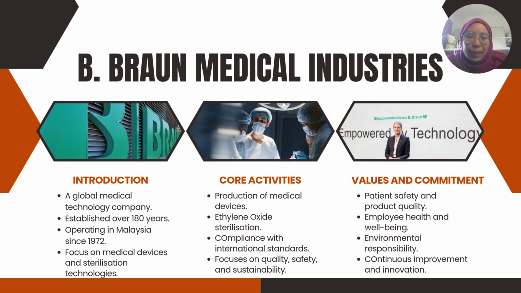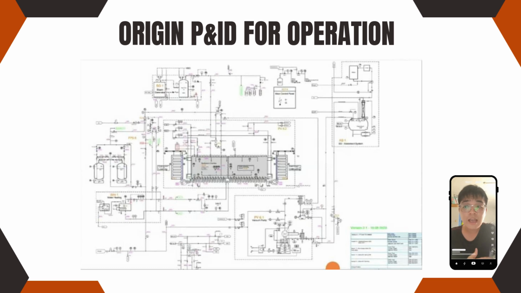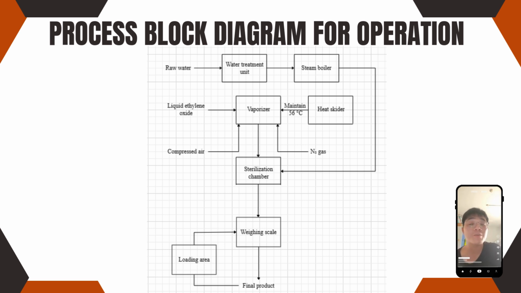our company for the interview. This diagram is the original overall operation of BBRAUN Medical Technology Company, but this is hard to understand and hard to break down, so I already simplified it. So I already used the process block diagram to simplify the original operation diagram for BBRAUN Medical Technology Company. Here is the process block diagram for ethylene oxide, which is known as EO, sterilizing process used for industry applications.